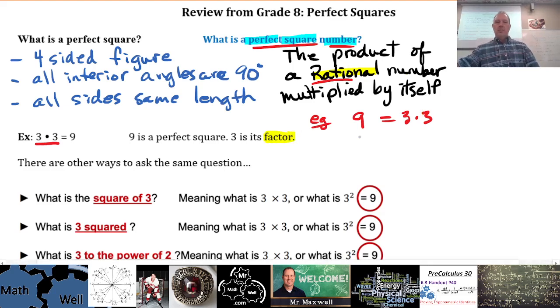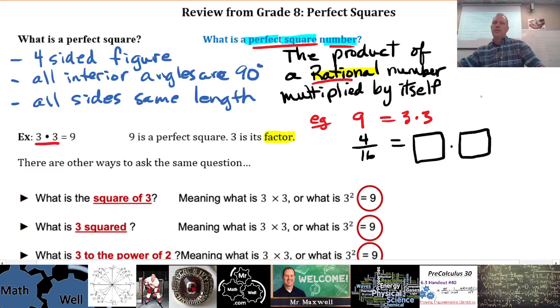So if we're talking about rational numbers, guess what? We can move to other rational numbers too, and I can say something like, did you know that 4 over 16 is a perfect square number? Because that's going to be what? What rational number times itself will give me 4 over 16? So we're jumping ahead a little bit here, but I think some of you might know this. What times itself will give me a product of 4 over 16? Yeah, 2/4 or 2 over 4. Because 2 times 2 is 4. 4 times 4 is 16.